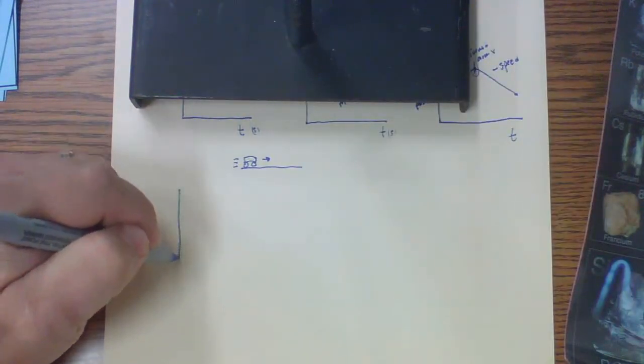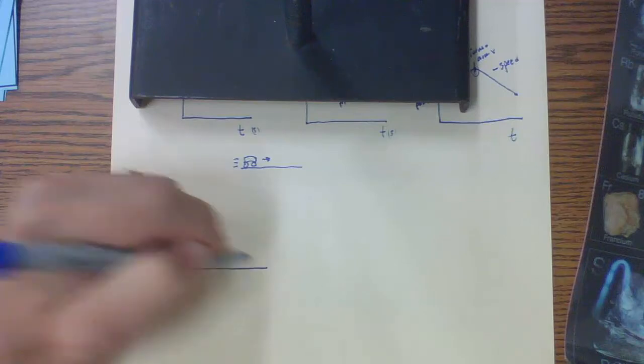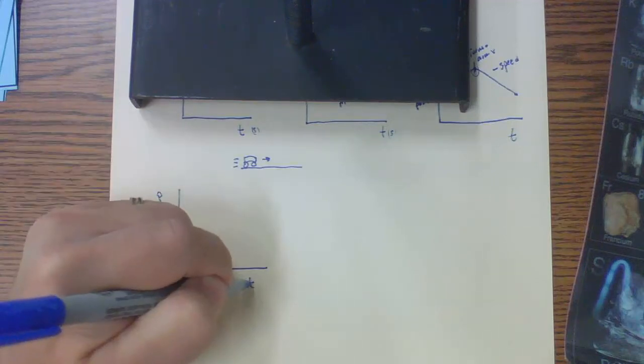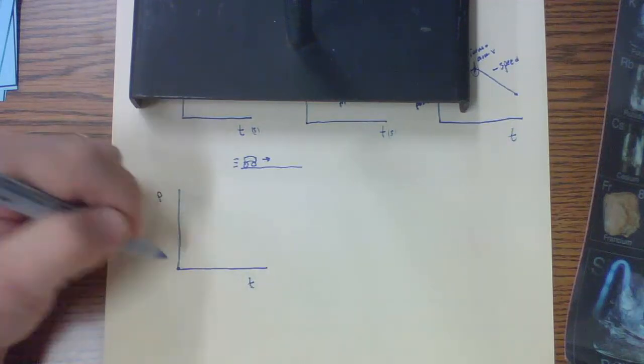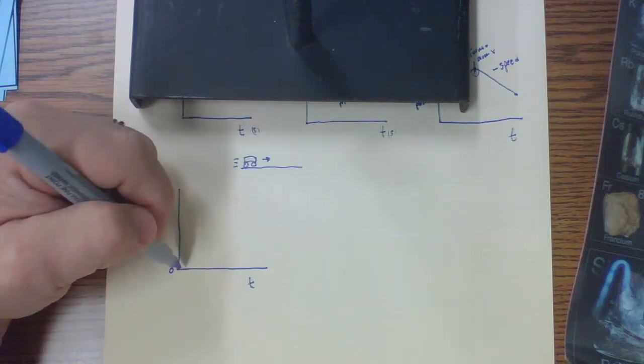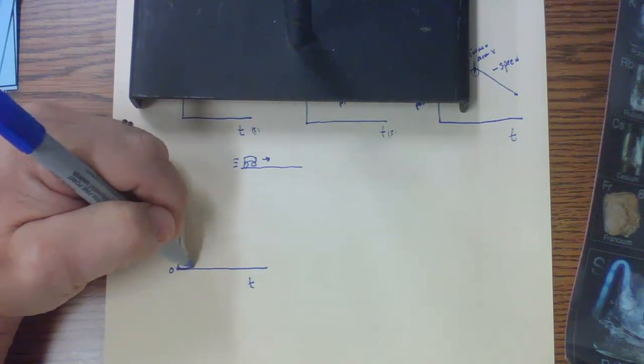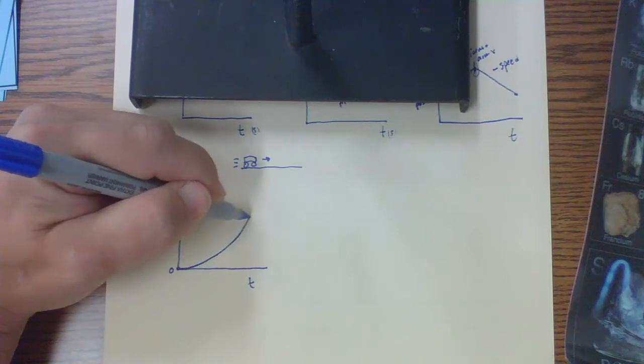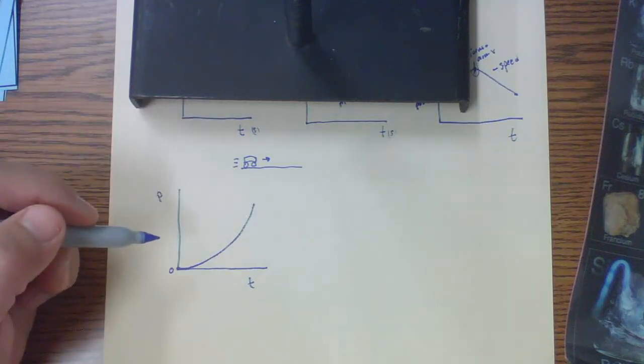So now let's look at a position versus time graph in which we're going to start down here. So we'll start here with our position at 0. But now what we're going to do is start slow and pick up some speed along the way. So this is going to be more of a curve.